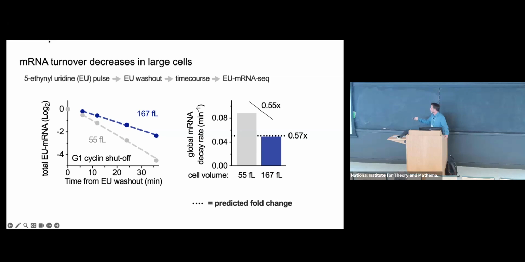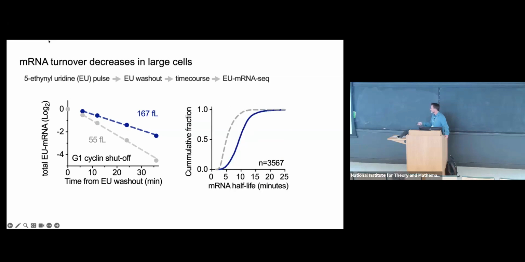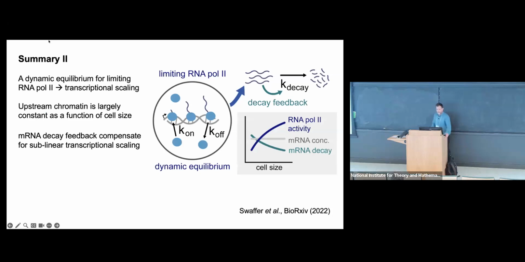So the dashed line is what is needed to maintain constant concentration, and this is what we see. And so it's just a general global shift of all of the half-lives. We have gene level information here for every gene, and so it's just the whole curve that is shifted over. Right. So now we can see how you get constant concentration.